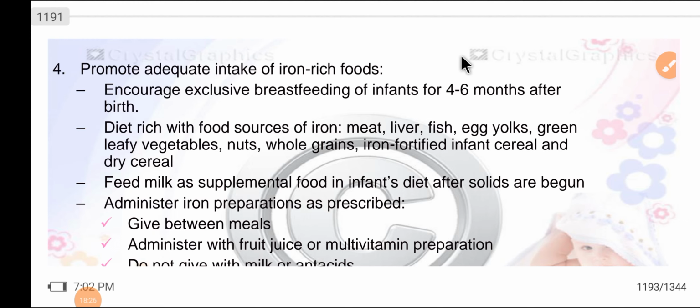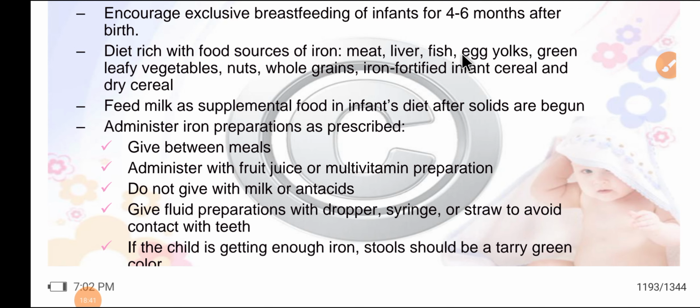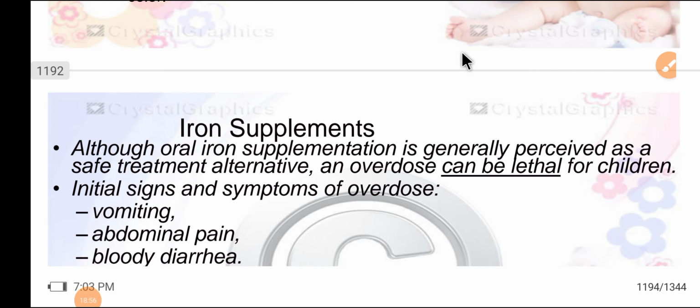Administer iron preparations as prescribed. Give between meals. Administer with fruit juice or multivitamin preparation. Don't give with milk or antacids. Give fluid preparation with dropper, syringe, or straw to avoid contact with teeth. If the child is getting enough iron, stools should be a tarry green color.